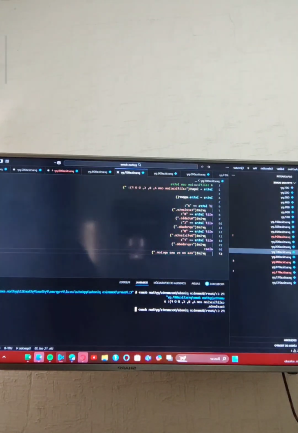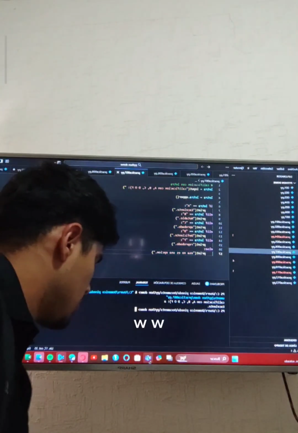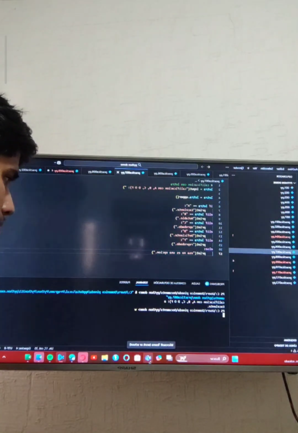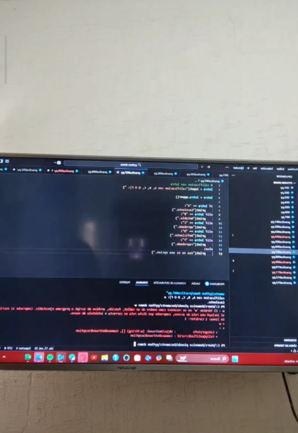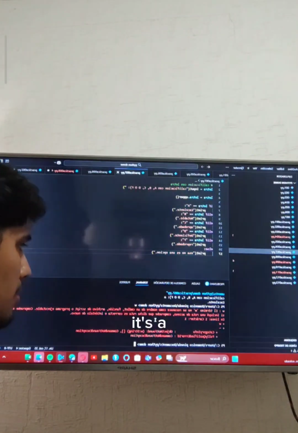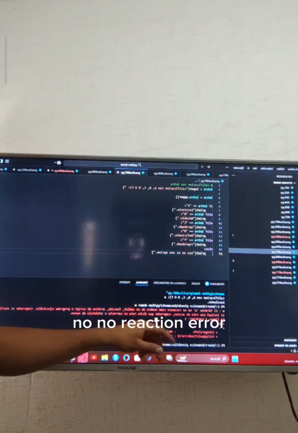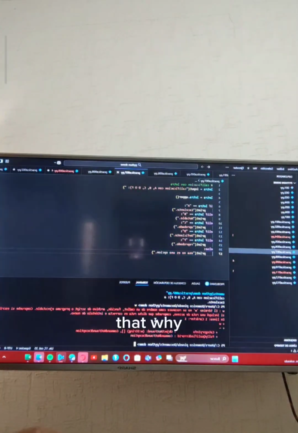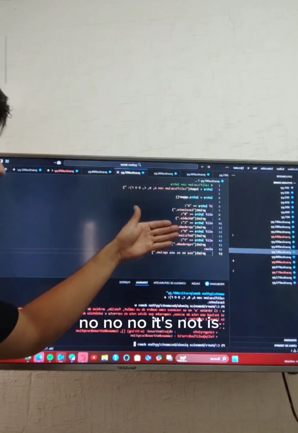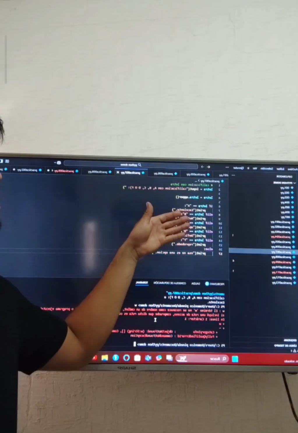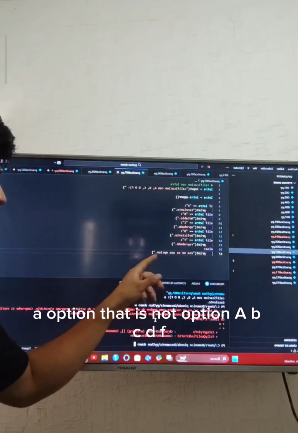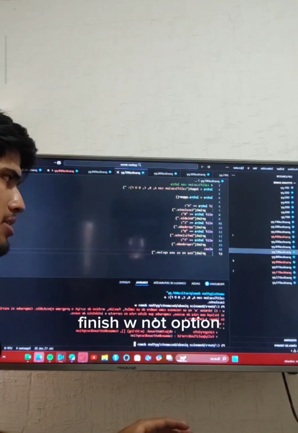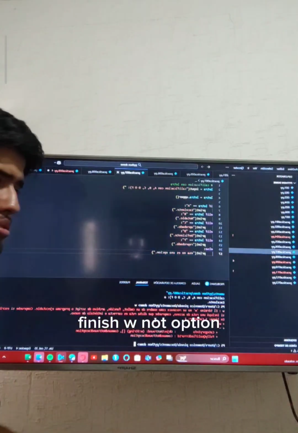Another example: W. It's an error, not an option. That's why it is not an option. The options are A, B, C, D, F. Finish. W is not an option.